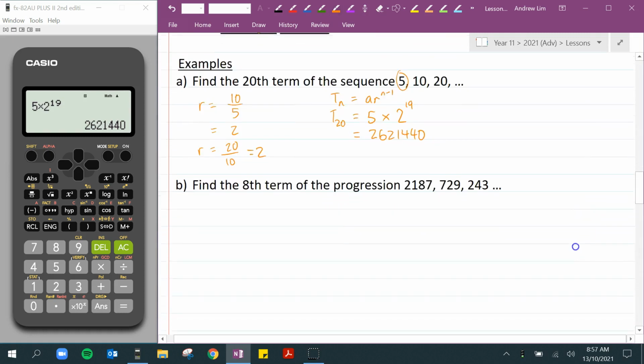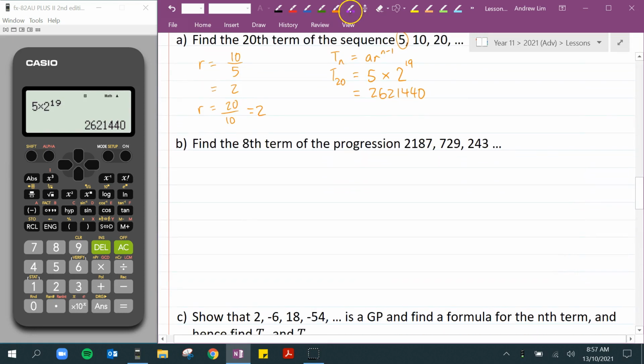Alright, let's have a look at question B. Find the 8th term of the progression 2187, 729, 243. How about I get you to pause the video and have a go with this one yourself.